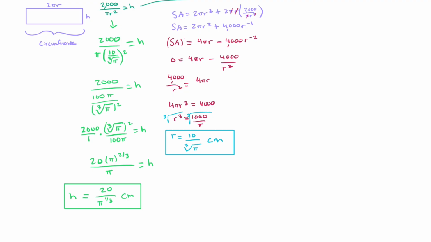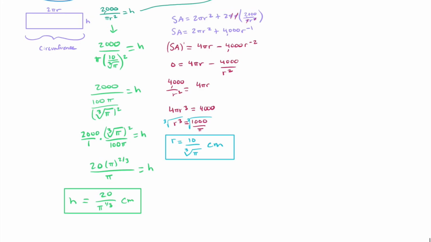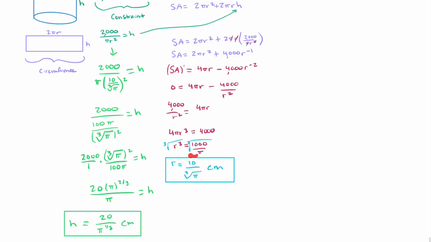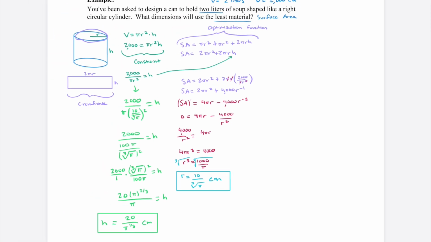Notice that R, we could say that it's 10 over pi to the 1/3, and H is 20 over pi to the 1/3. Interesting that the radius is half of the height. And it doesn't matter whether you leave it 1/3 or pi over the cubic root of pi, it all works out. Okay.